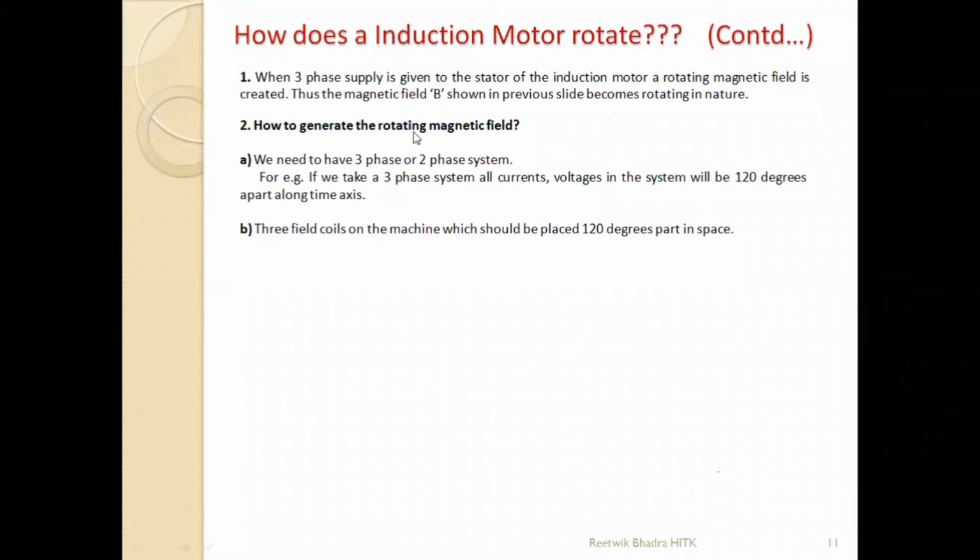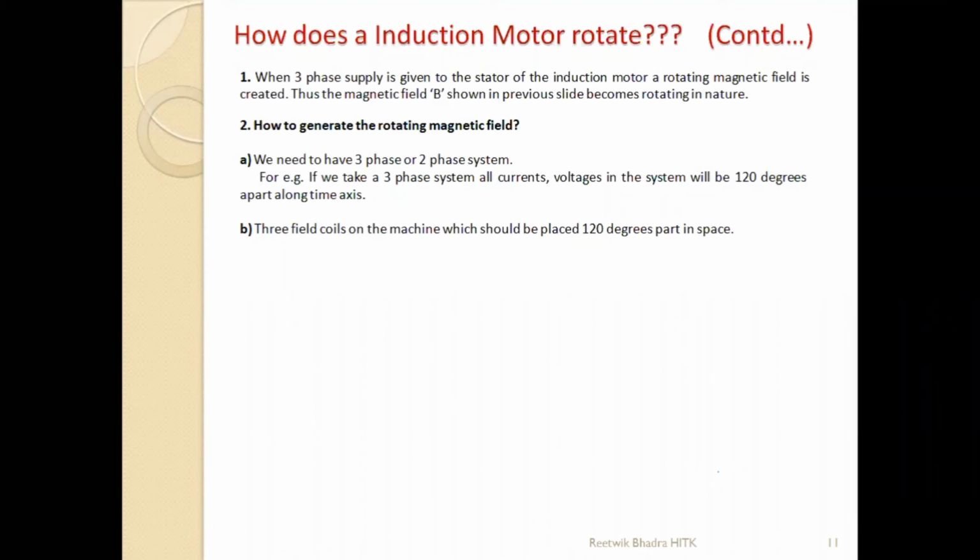Now, for getting the rotating magnetic field, we need two things. We need a three-phase system or a two-phase system, that is, the phases should differ by some angle. We don't need a single-phase system. A single-phase system starts at 0 only, so there will be no resultant. In a two-phase system, it gets separated by 90 degrees and we get a resultant. If you have a three-phase system, all the voltages, currents, EMF, flux, whatever you take, are separated by 120 degrees.